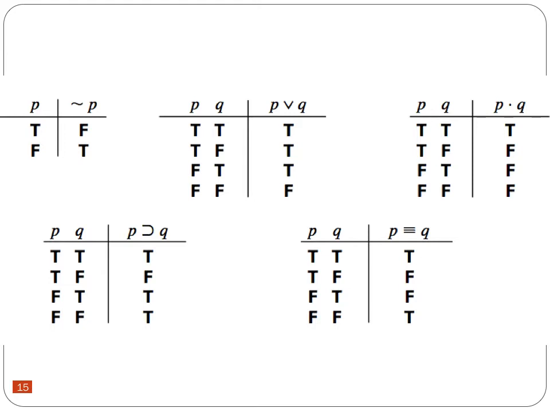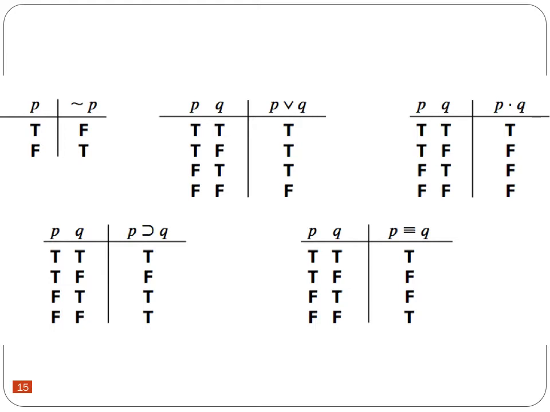For the horseshoe, there's only one F under that horseshoe or the arrow, and that's when you have T arrow F. That's when you have the left side true and the right side false. Otherwise, it's true. So horseshoes and or statements are true 3 out of the 4 times.